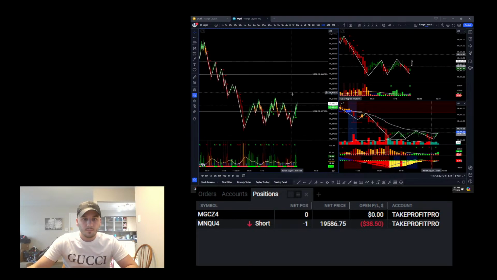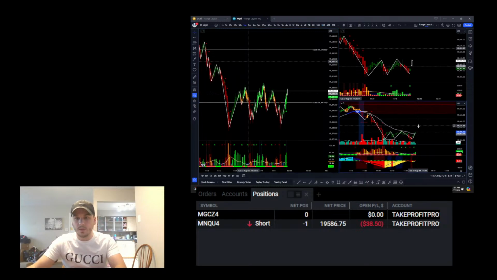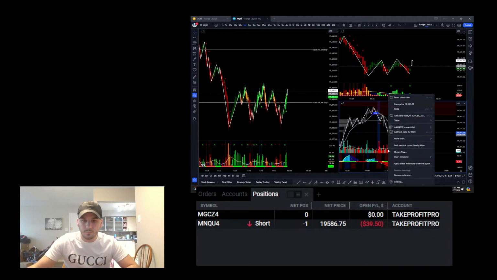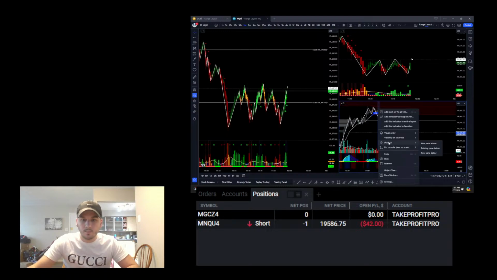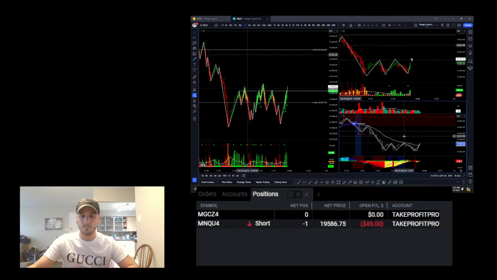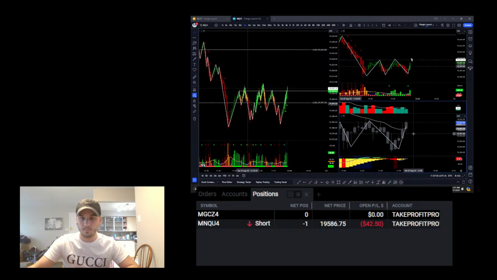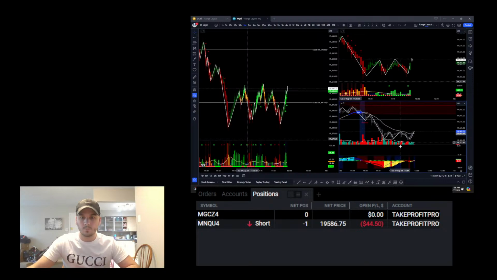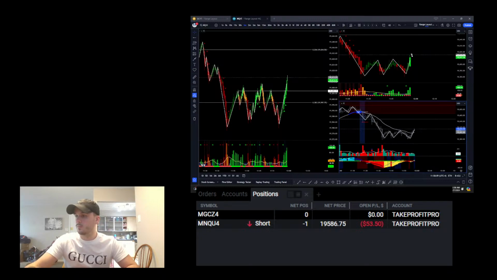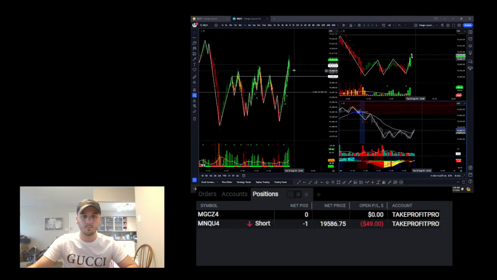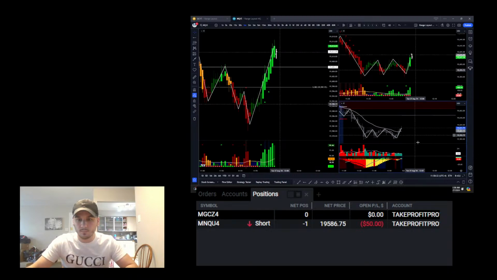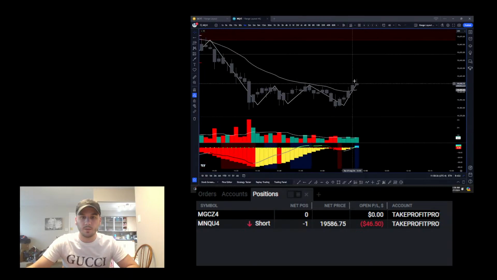So in this position, I look at a 1 minute chart for volatility squeezes. So here we are kind of breaking out a little bit.